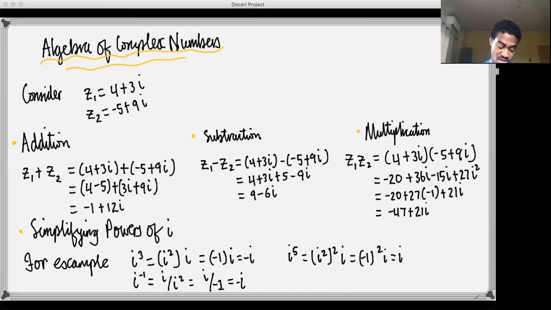So simplification of the powers of i is the next thing that comes into play a lot. It's not something that is popular, but ensuring that you understand how to simplify it is very key and very noteworthy.